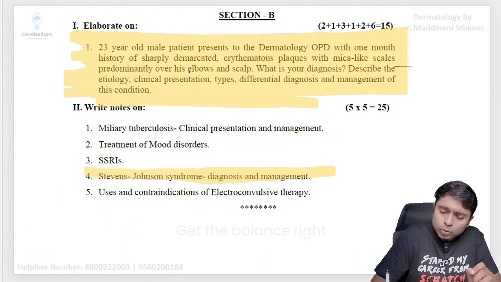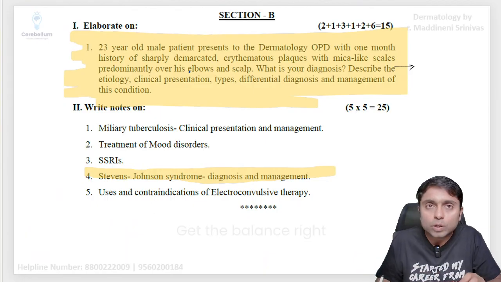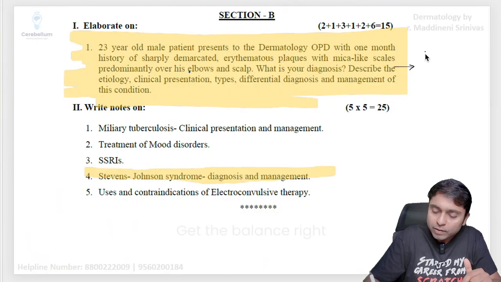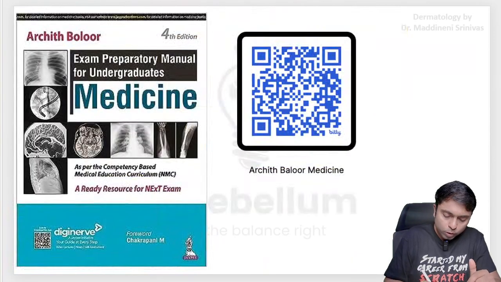And if you know by reading this question what is the diagnosis, put your answer in the comment section. I will write down the diagnosis. It is psoriasis.